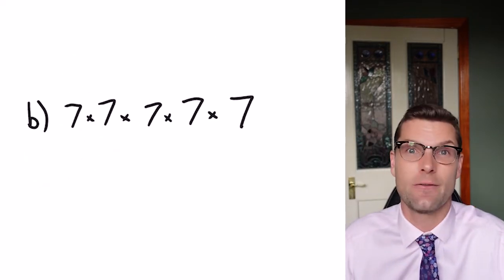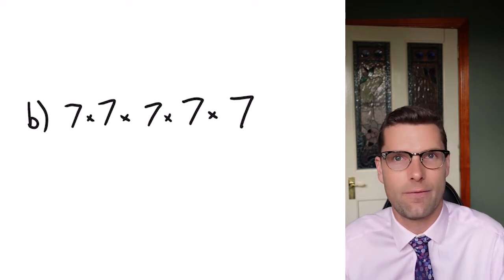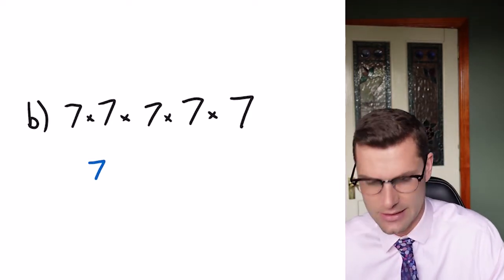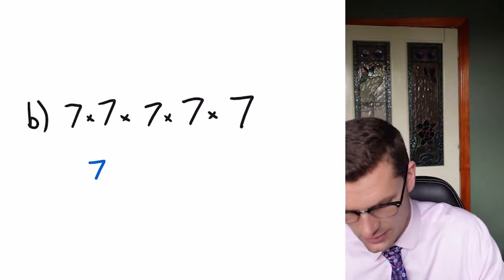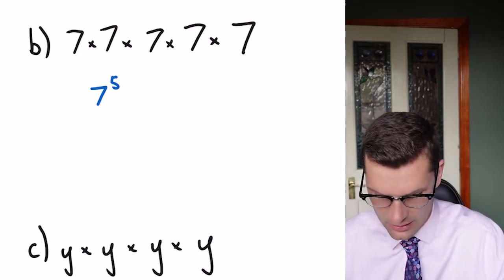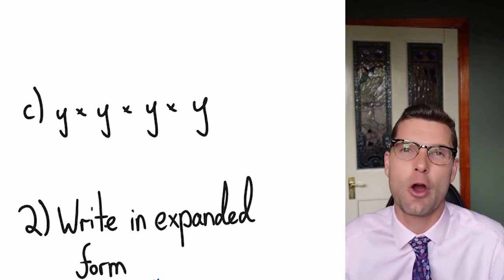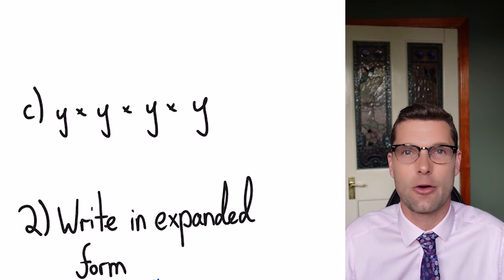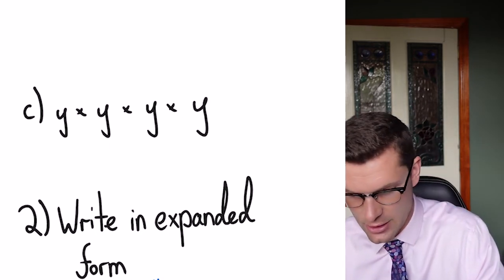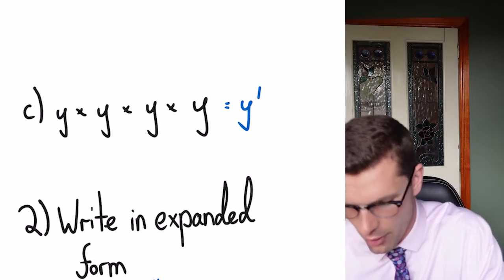In another example, if we've got 7 times 7 times 7 times 7 times 7, we have 7 multiplied by itself 5 times. So the base is the big number, and then the number of multiplications is up the top. This can also happen if we've got algebraic letters. If we've got y multiplied by itself 4 times, this is just equal to y, which is the base, to the power of 4.